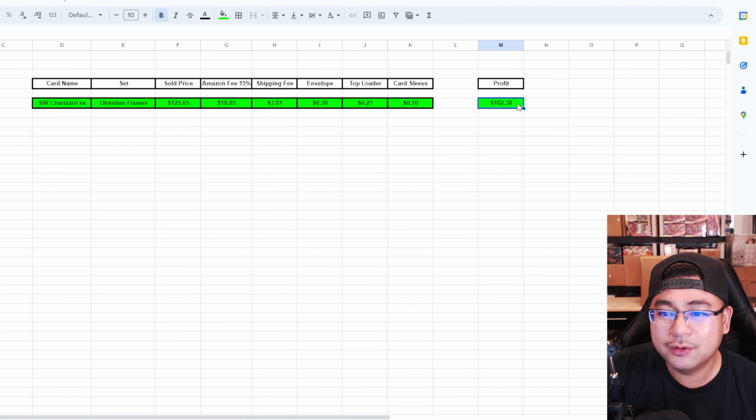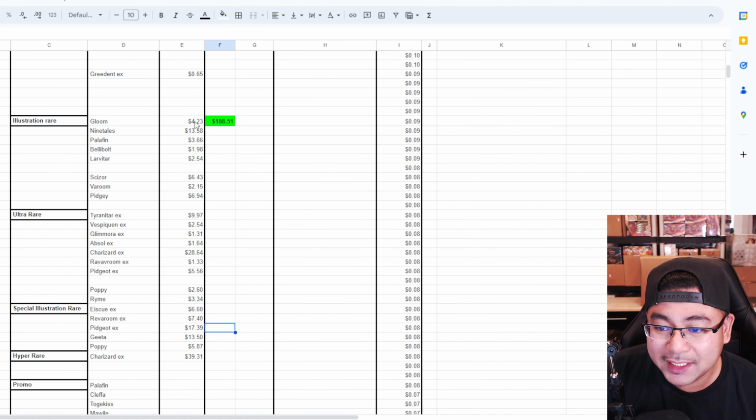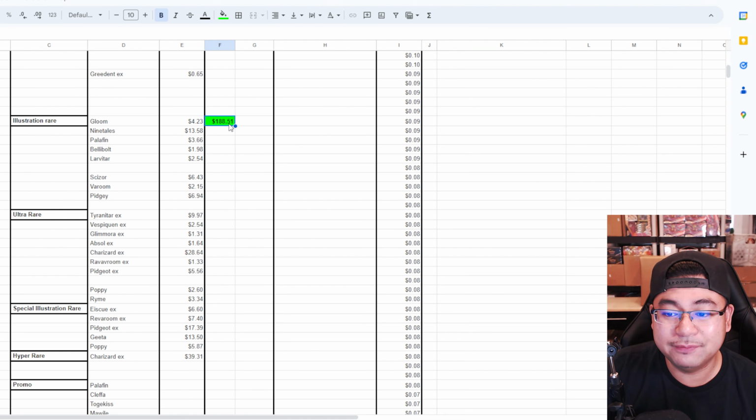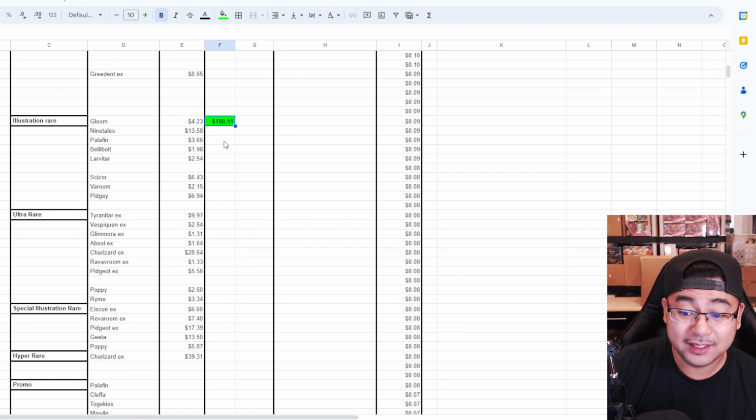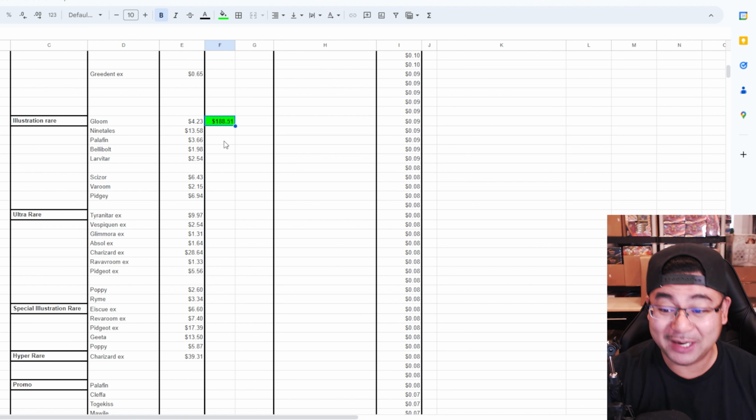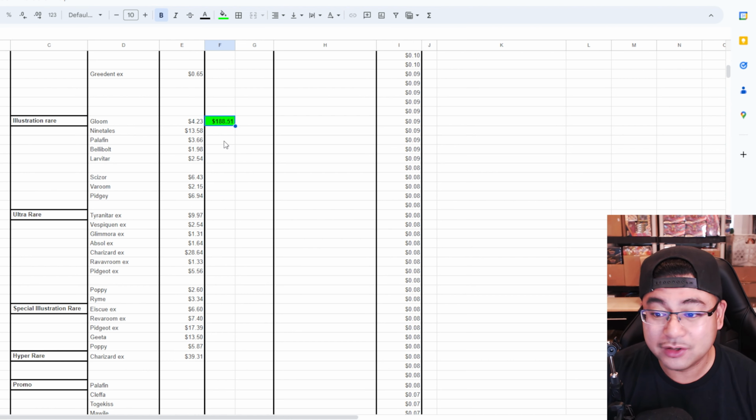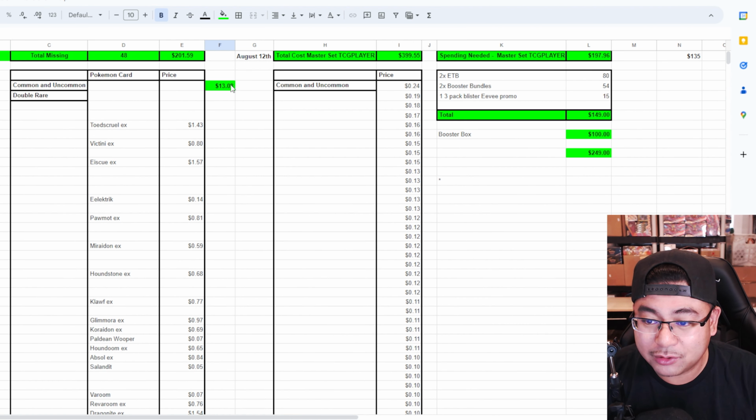$102.38 in profit. We're gonna pretty much use that money. And you can see right here, it's $188.51. That's gonna knock it all the way down to $86 that we just need to gain. And I don't mind spending another $86 to buy all the illustration rares. Oh, I forgot. We still need to spend another $13.